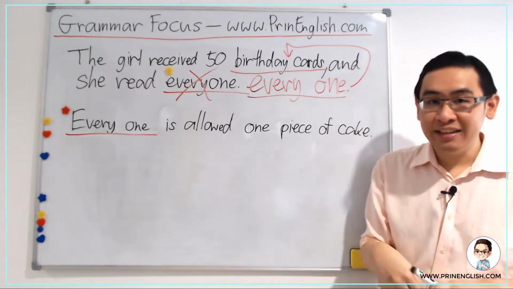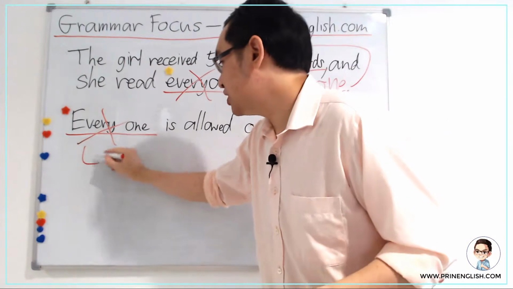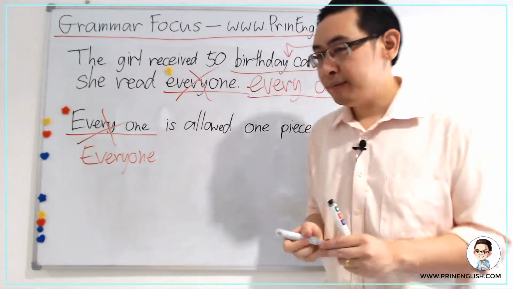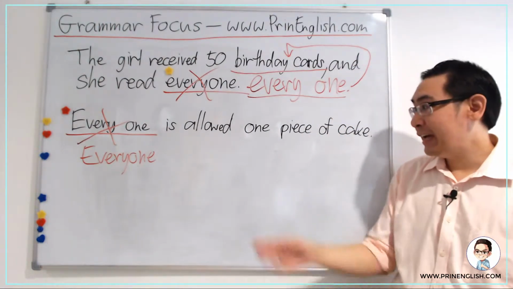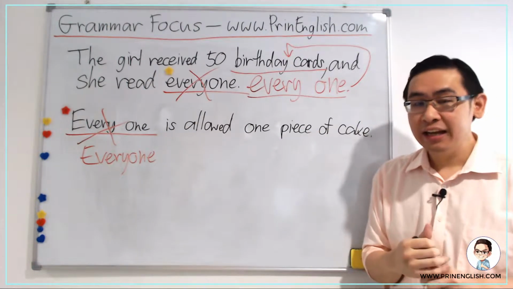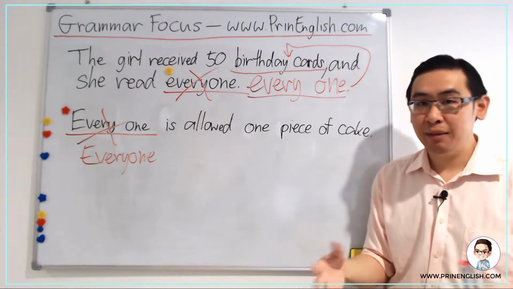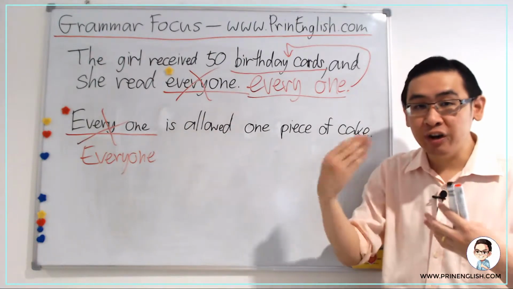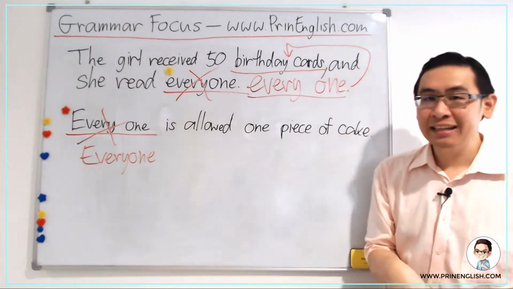Is that correct or not? Obviously we should not use it like this. We should use "everyone" without the space, because we want to say that each person is allowed to have one piece of cake. We're talking about every person, maybe in a party or something, so we use "everyone" without the space. Okay, we're not referring back to anything, so that's why we don't need "every one" like this.